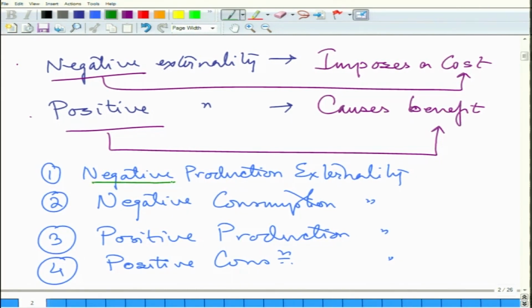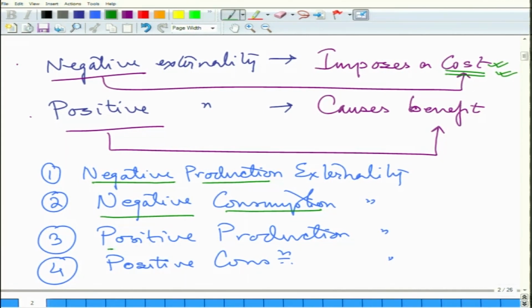Now, as the name suggests, negative externality means cost is higher. In the first case, the cost is being imposed because of production. In the second case, the cost is being imposed because of someone's consumption. We will take examples and then understand it in a better way.